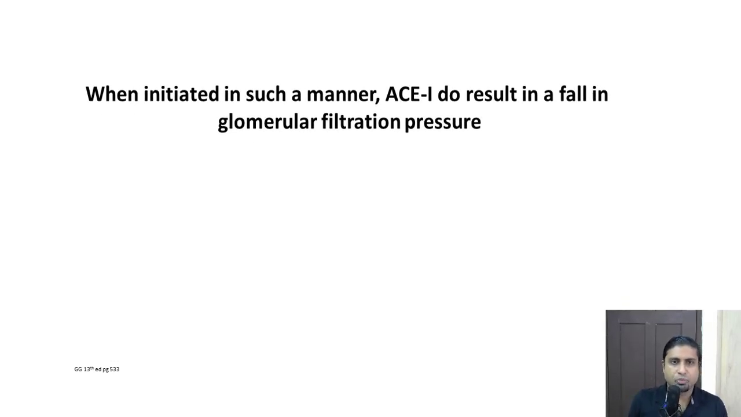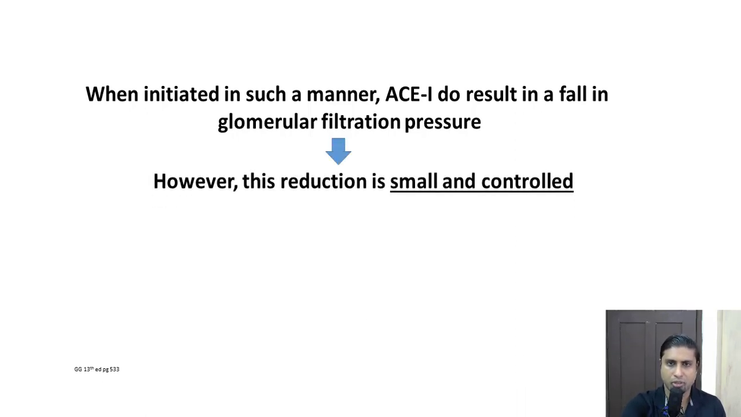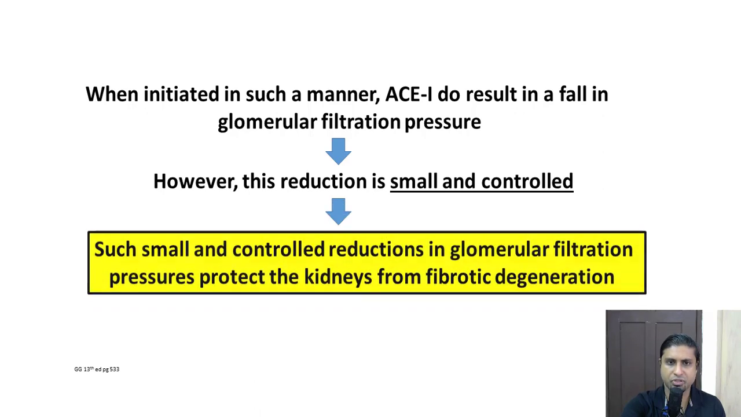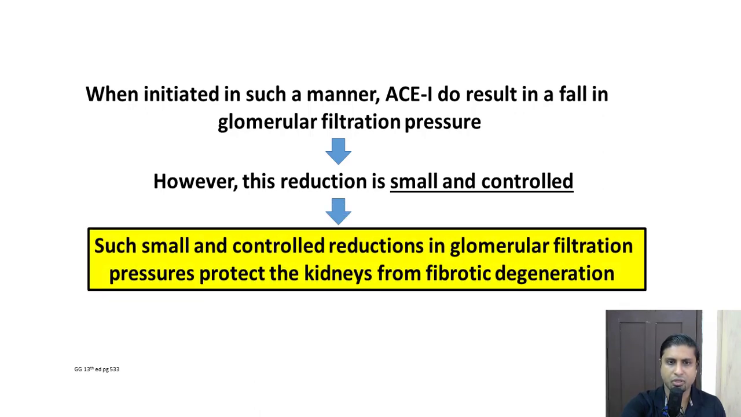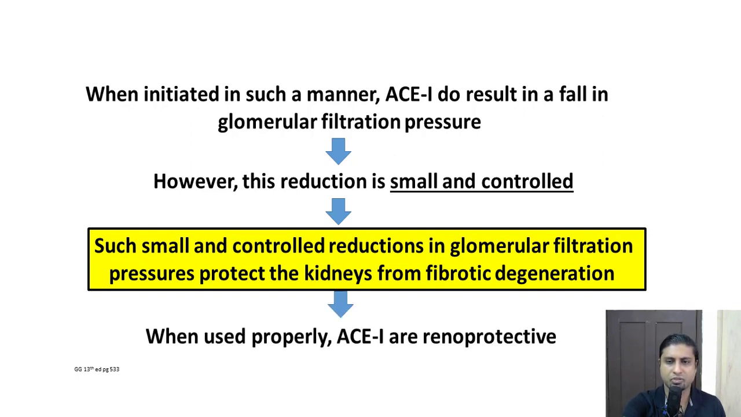It's important to understand that when initiated in such a manner, ACE inhibitors do result in a fall in glomerular filtration pressure. However, the reduction is small and controlled. And when the reduction is small and controlled, the effect is protective. Small and controlled reductions in glomerular filtration pressures protect the kidneys from fibrotic degeneration. The effect is renoprotective.